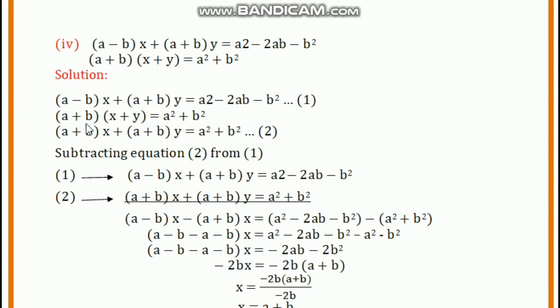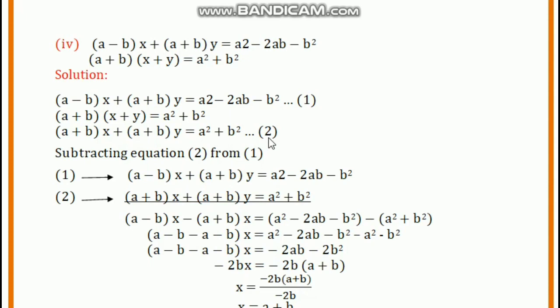How to convert into general form? First multiply these two, a plus b into x. Okay, this a plus b first you multiply by x. Next this a plus b again you multiply by y. So (a plus b) into y equal to a square plus b square. So see this, the coefficient of x is a plus b and coefficient of y also a plus b. So we converted into general form.